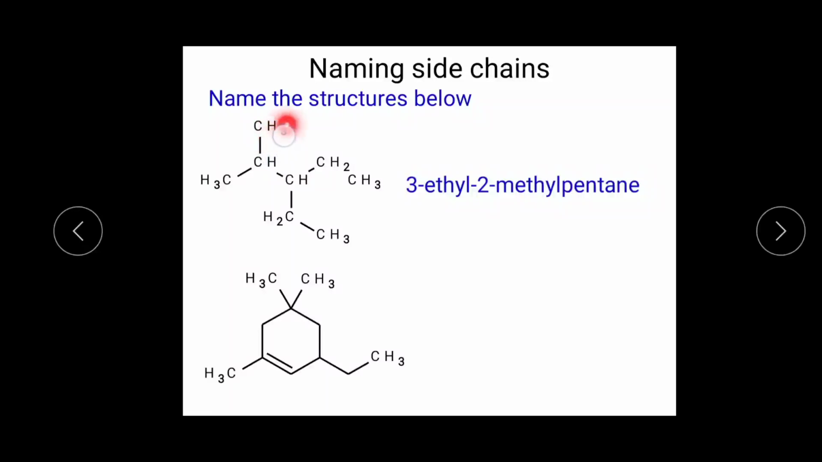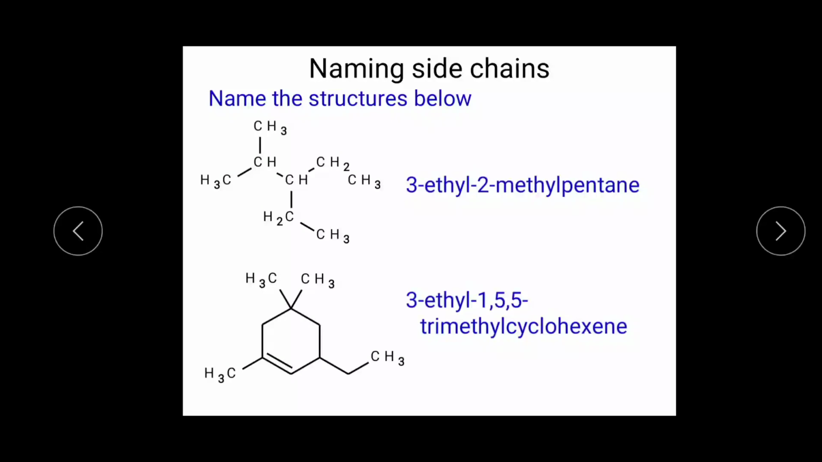Then next, we have side chains attached on the second carbon. This is a methyl. And we have also ethyl attached on the third carbon. And this is 3-ethyl 2-methyl pentane. On this next structure, this is a 3-ethyl 1,5,5-trimethyl cyclohexane.